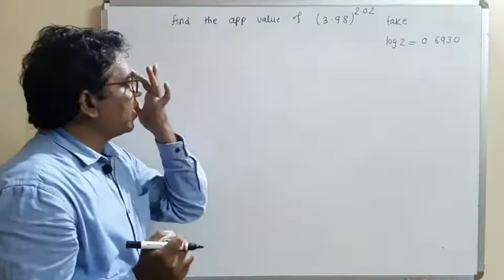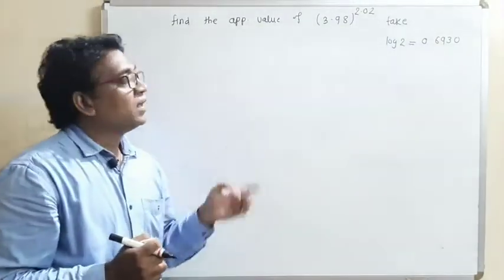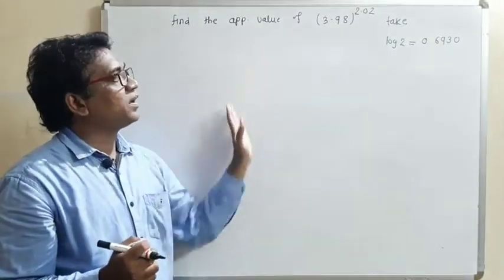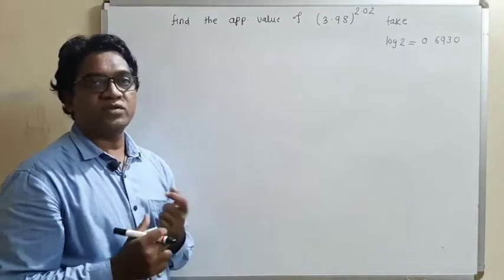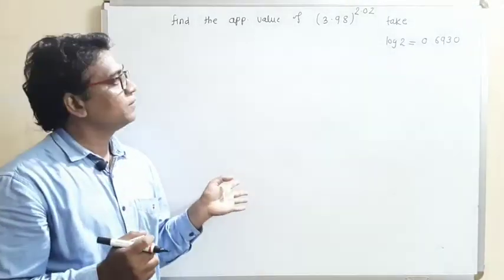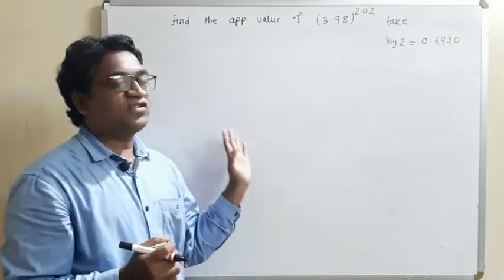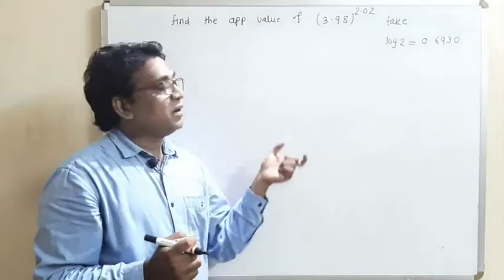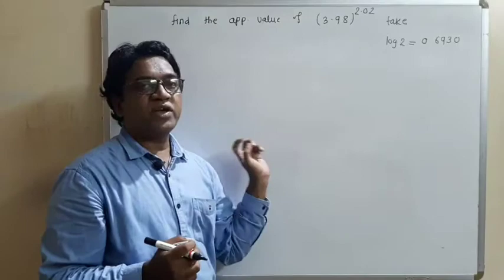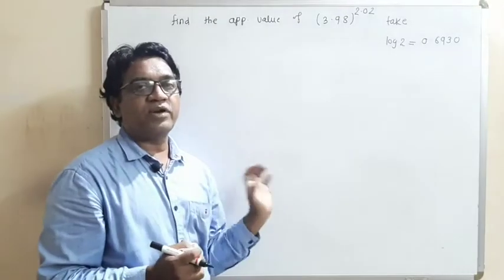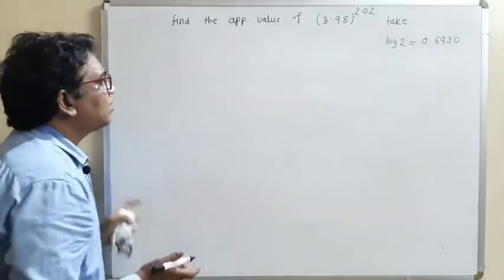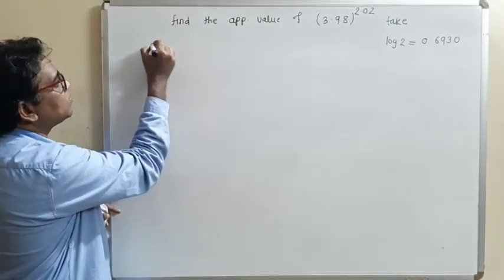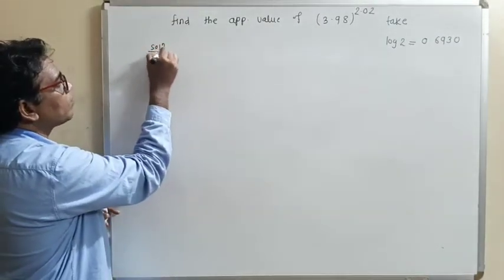So see, again we have the same question. Find out the approximate value of the function (3.98) raised to 2.02. So what is the method? We can use the differential formula, by which we can easily find the approximate value of any function. So let us use the differential formula. So write down the given function. So as usual, write down the solution.